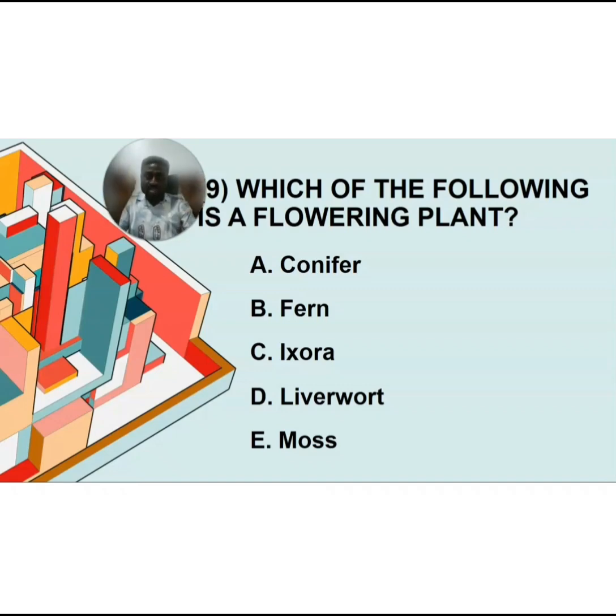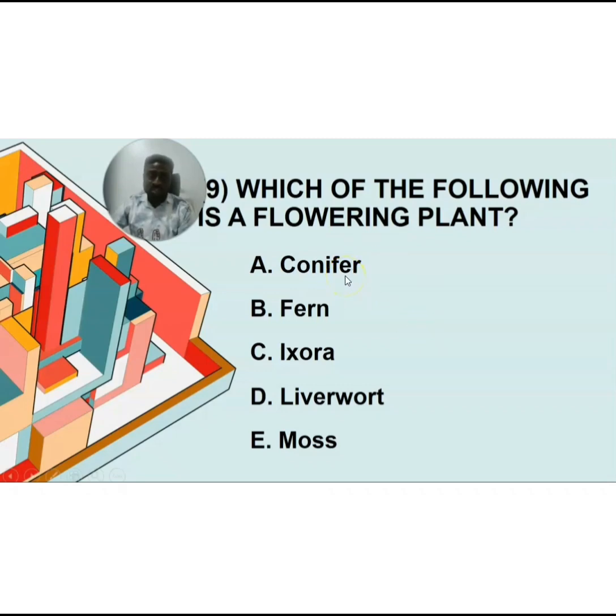But the focus here is which of the following is a flowering plant. So A, we have conifer, B, fern, C, ixora, D, liverwort, E, moss. What's your answer? Put it in your biology notes and reference it as we compare.